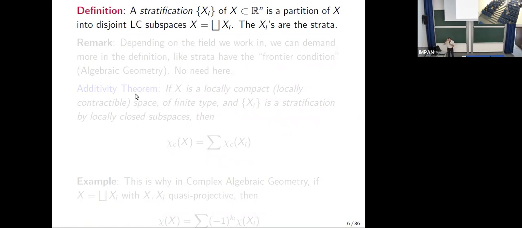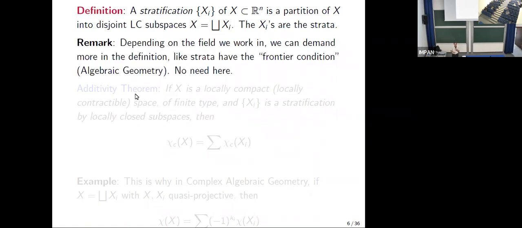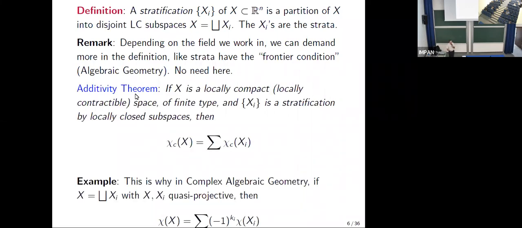Stratifications are decompositions of a space into disjoint subspaces. And for me, all the subspaces in the decomposition are going to be locally closed. Depending on which field you're in, you might add some more to stratification, like frontier conditions or things like that. All I want is a disjoint union of locally compact or locally closed subsets.